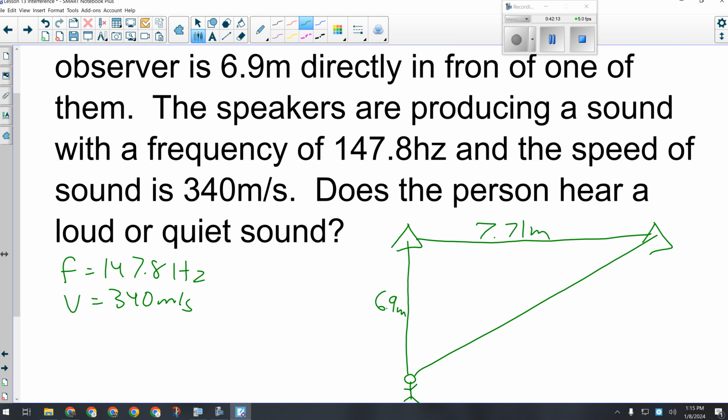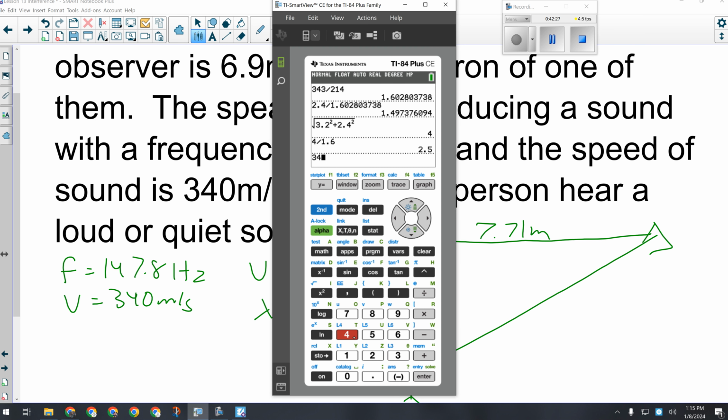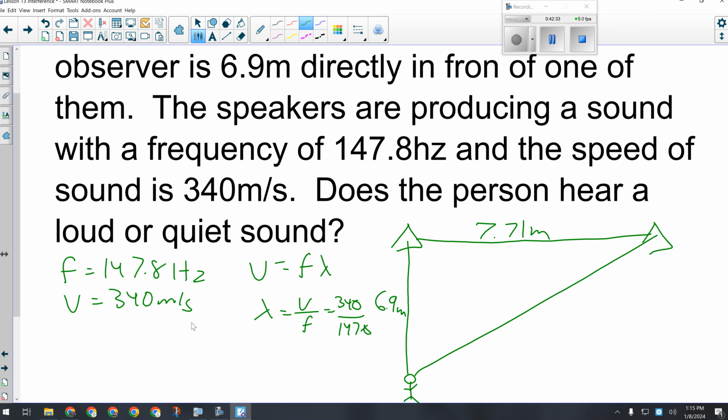Wavelength. Okay, I've got to calculate the wavelength. So if V equals F times lambda, lambda equals V over F. So 340 divided by 147.8 is going to give me around 2.3. Right, 2.3 meters. Okay.